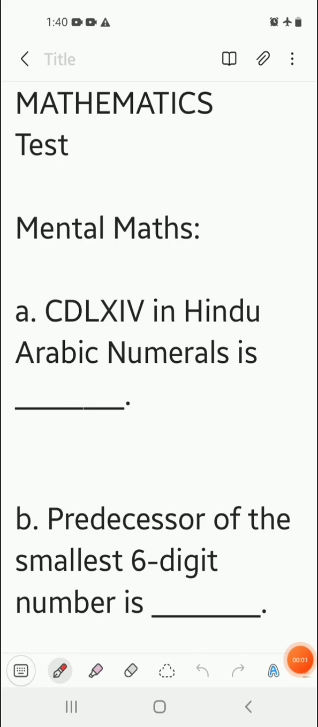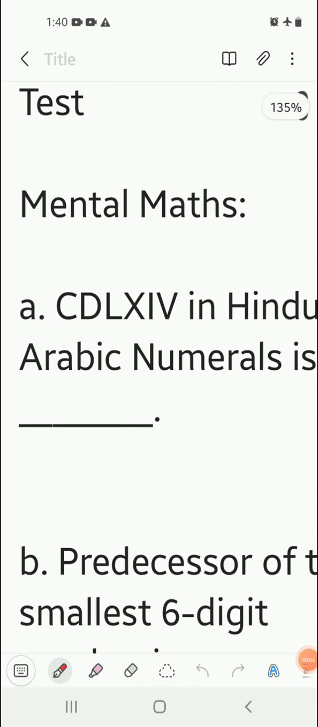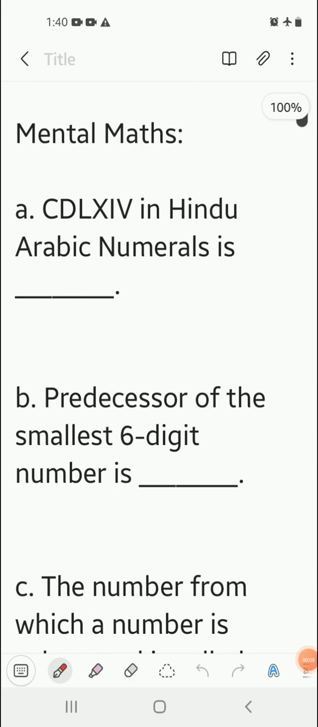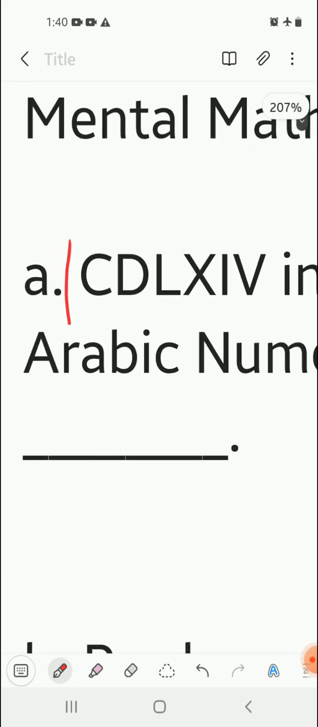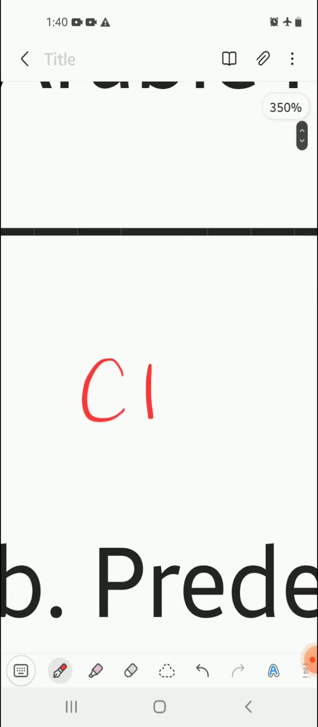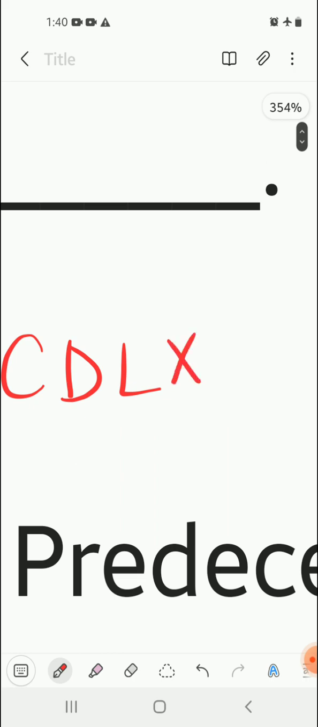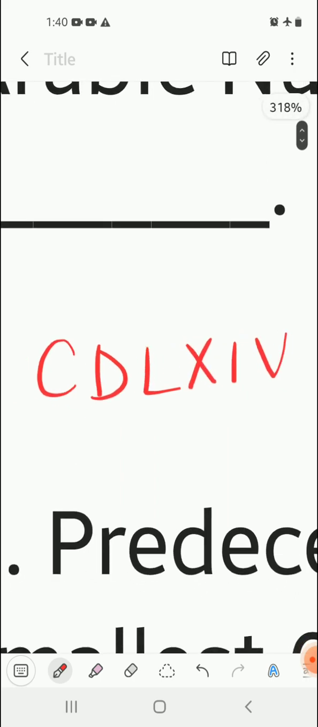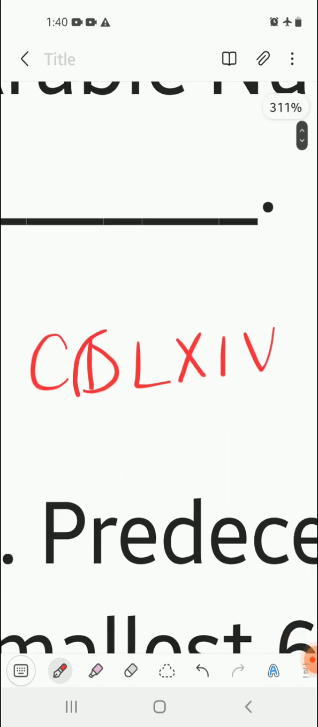Today we are going to discuss a test paper. See, the question says: a mental math sum, CDLXIV, in Hindu Arabic numbers. So first see this, CDLXIV. The first step is to identify the symbol with the greatest value, that is D, which is 500.